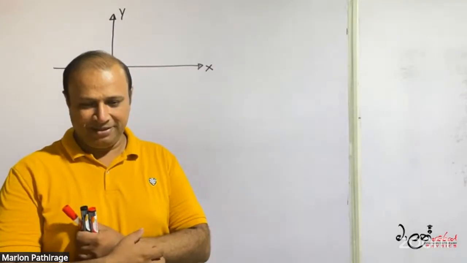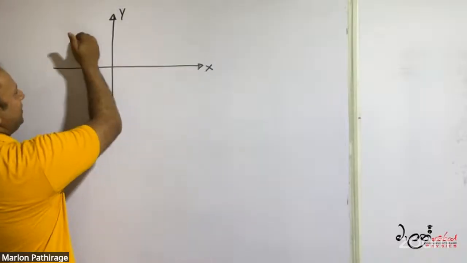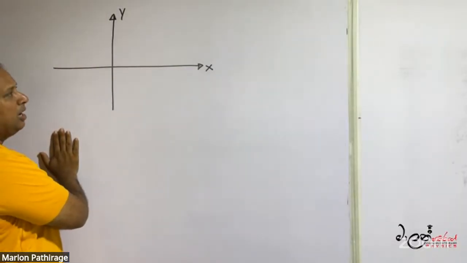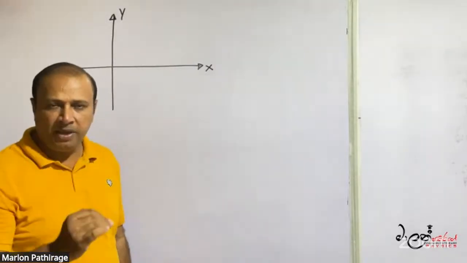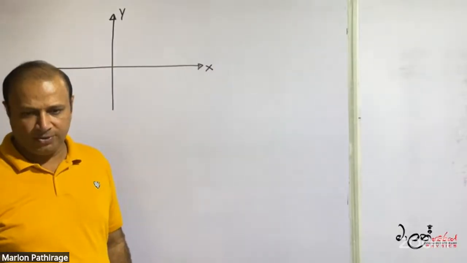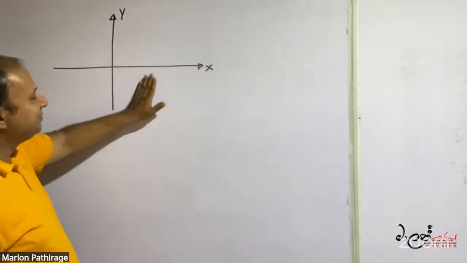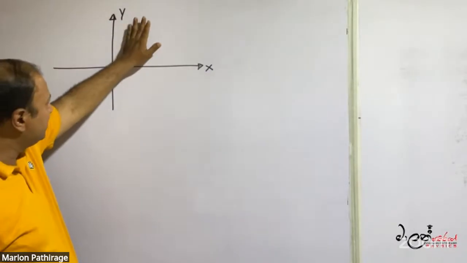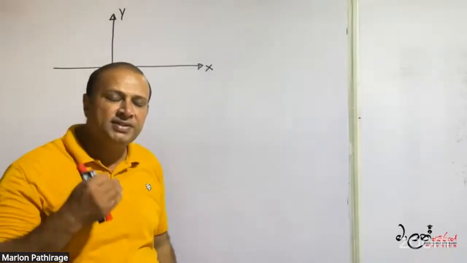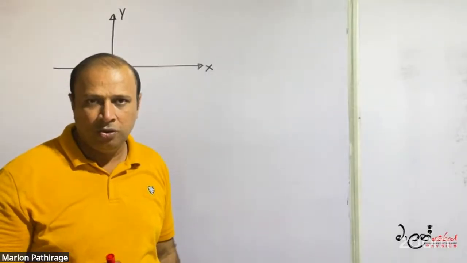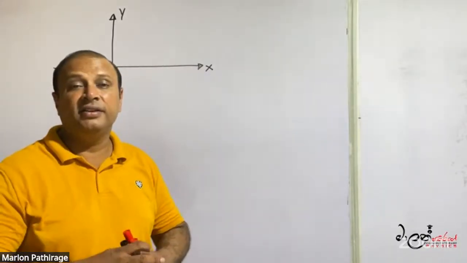There are four spaces. The first thing you have to decide is which space you are going to use. Normally, one space is called a quadrant. This is the first quadrant, second one, third one, and fourth one. Therefore, the first thing you have to determine is the quadrant that the graph belongs to.